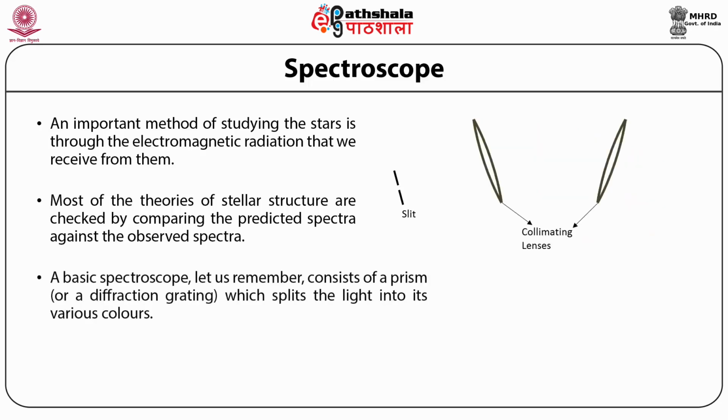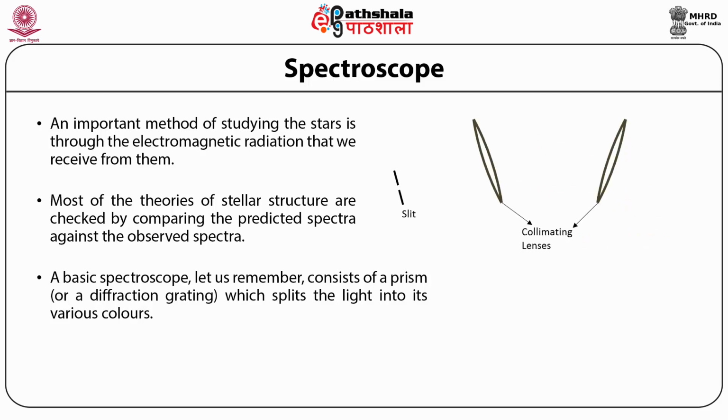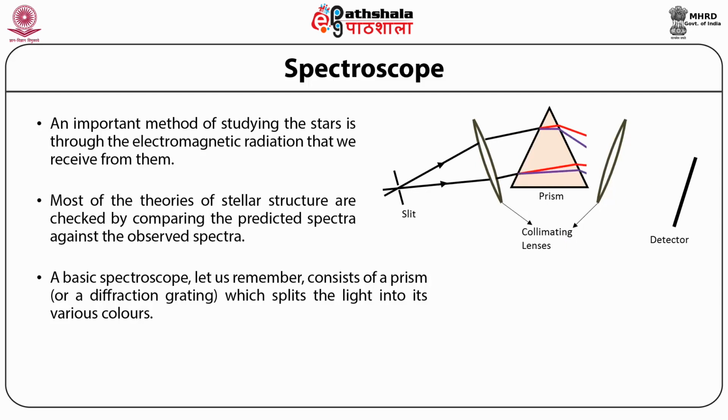A basic spectroscope, let us remember, consists of a prism or a diffraction grating which splits the light into various colors, which is shown in this figure. A spectroscope also consists of a detector. The detector could be a photographic plate. Now, these days, the detector is a CCD, charge coupled device.